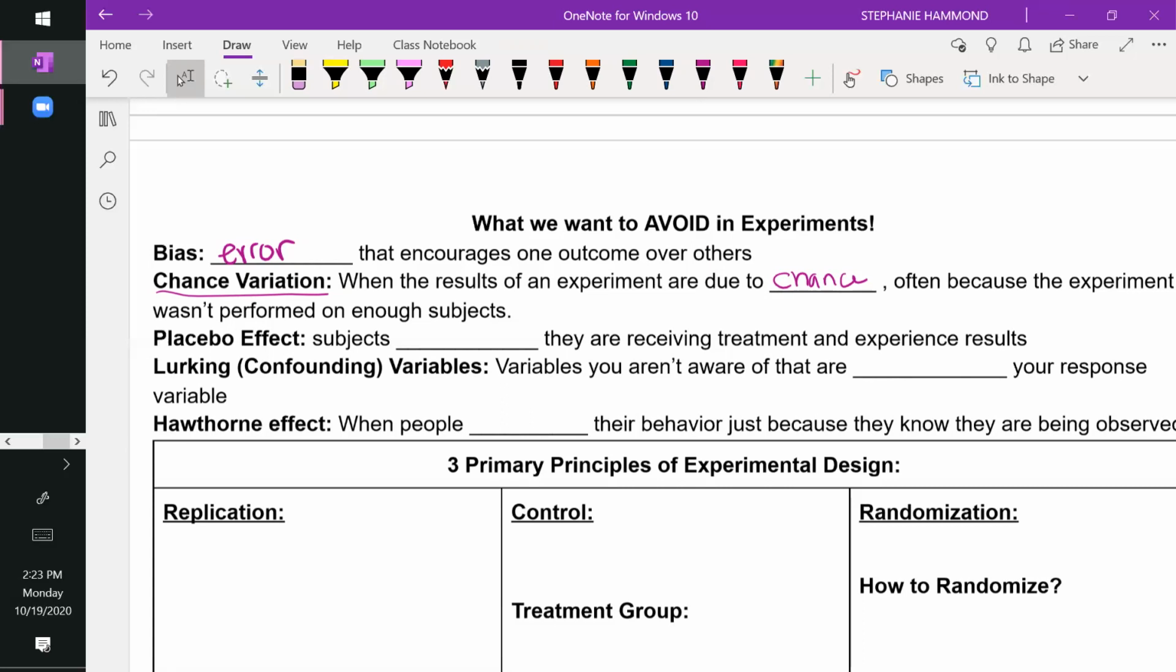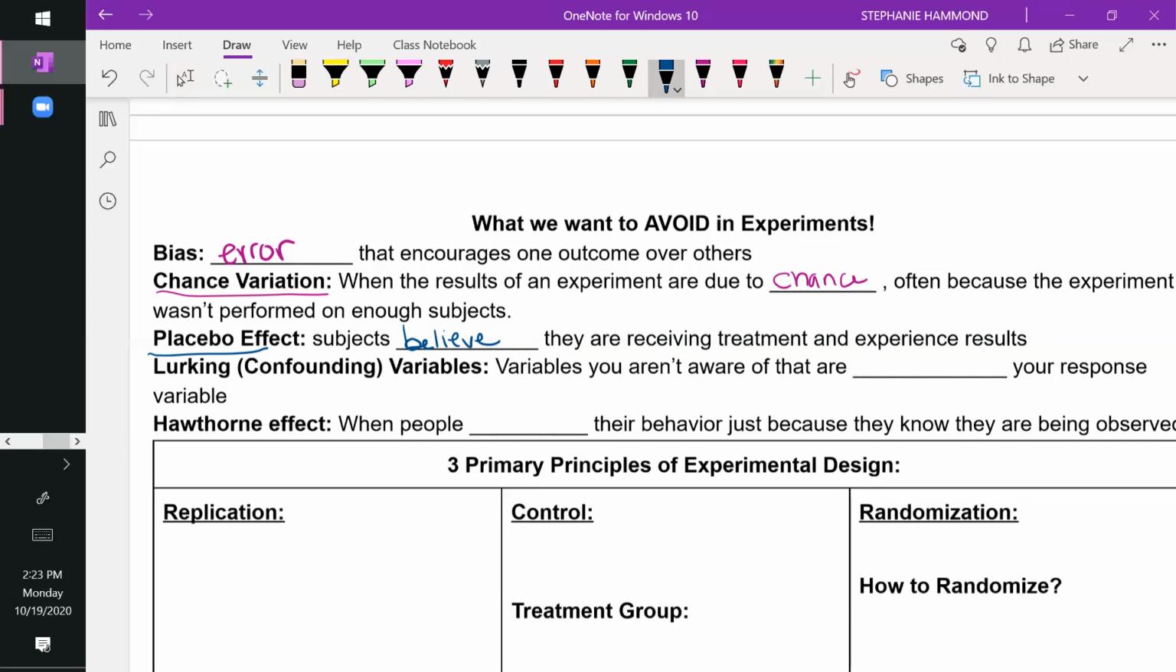The next thing is the placebo effect. You've probably heard of this before. Placebo effect is when subjects believe that they are receiving a treatment and they experience results. So psychologists do this a lot, where if somebody really thinks that they're sick, they'll prescribe them a sugar pill that doesn't actually do anything, but because the subject thinks that they're receiving medication for their anxiety, they feel better. That's the placebo effect. It's thinking you're getting some sort of a treatment and experiencing results just because your mind is in that place.